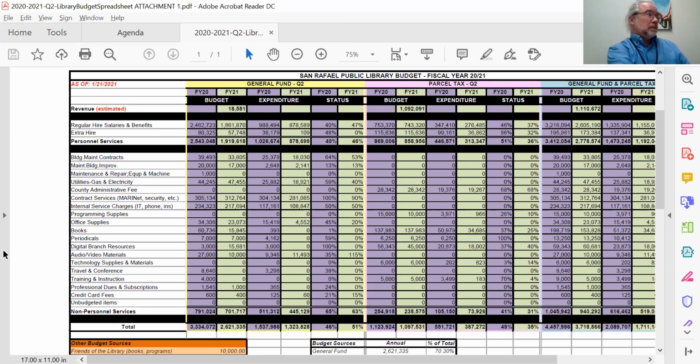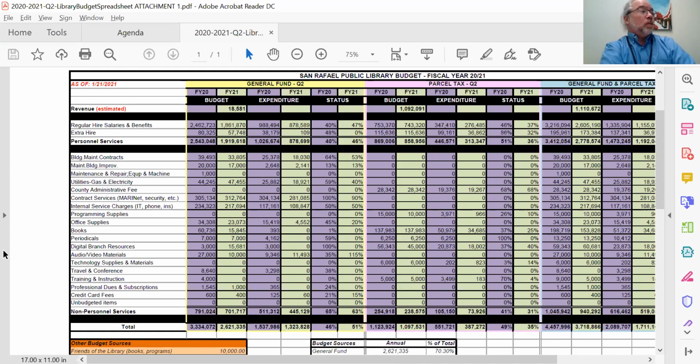with our extra hire funds in Measure D. You'll see it's the extra hire line there. We're 32%. So we had all of our regular hire people working remotely, but unfortunately, we couldn't employ our temporary staff during the absolute shutdown.